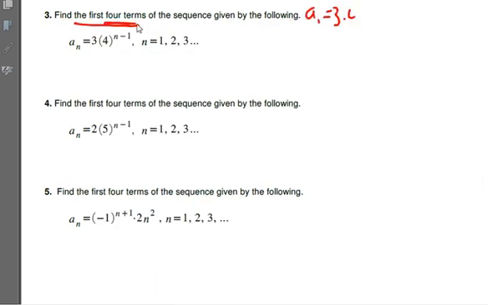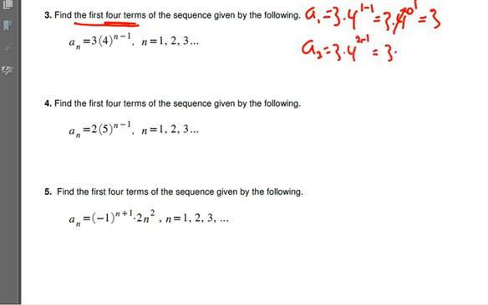So same thing, first 4 terms, but we can see this formula looks a little bit different. We've got that n there up in the upper right-hand corner. So we'll say this is going to be 3 times 4 to the 1 minus 1, so 3 times 4 to the 0. 4 to the 0 is 1.